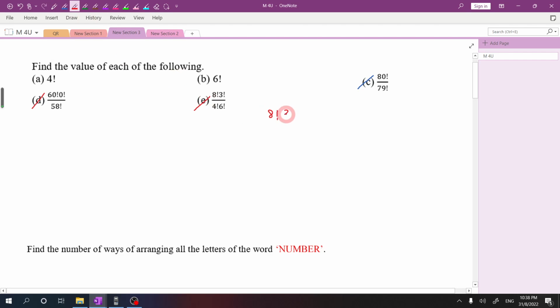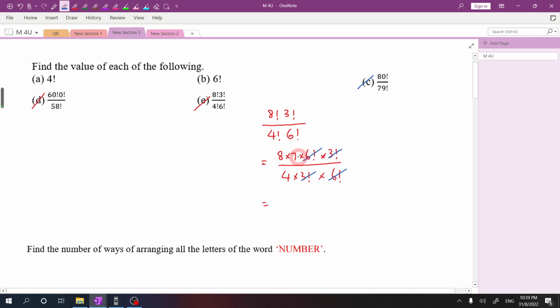8 factorial times 3 factorial divided by 4 factorial times 6 factorial. Okay. This we can change to 8 times 7 times 6 factorial. So 3 factorial here I just copy. 4 factorial I can change to 4 times 3 factorial, right? Then this 6 factorial I just copy. Now I can start to simplify them. 6 factorial cancels, 3 factorial cancels.